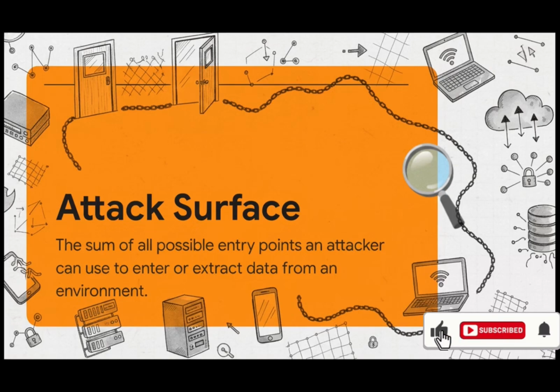So to put it officially, the attack surface is the sum of all possible entry points an attacker could use. It's not just one weak spot, it's the grand total of every single opportunity they have to get in or pull data out. Now that we've got the basic blueprint, let's actually take a tour of our digital house and see where all these doors and windows really are.